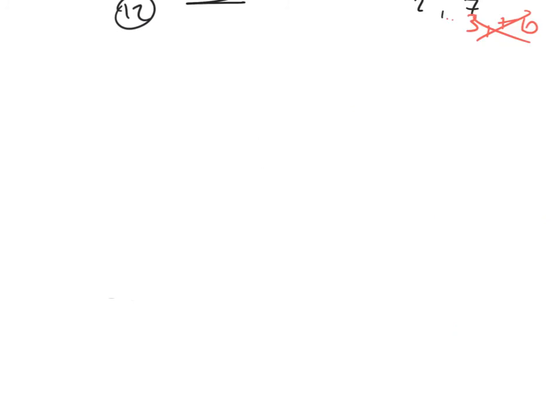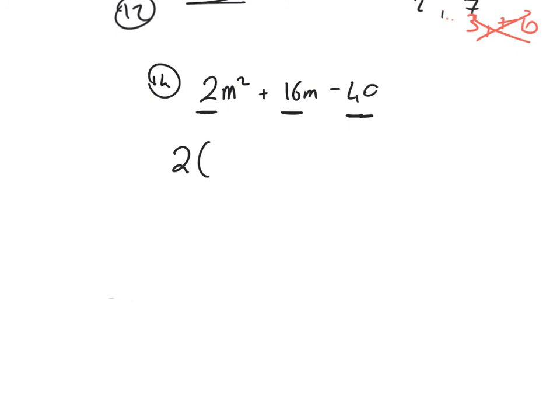Okay, let's try two more examples. Example 14. And let's go for 2m squared plus 16m minus 40. Okay, so remember that the first rule of factorising is to look for the highest common factor. Okay, so from 2, 16 and 40 I can take 2, so that would be 2 lots of m squared plus 8m minus 20. Okay, I can now do my trinomial bit from here.